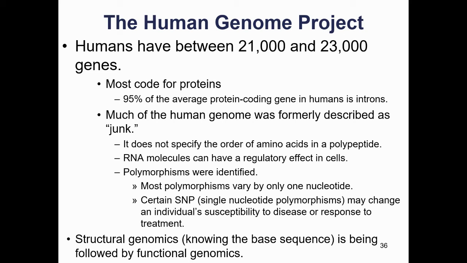And a lot of the human genome, before we really understood how genes were regulated and controlled, was considered junk, that it did not code for an amino acid. It didn't code for a specific polypeptide. But turns out much of that codes for RNA, and those RNA molecules can have a regulatory role in cells, and a lot of that DNA has a regulatory role.